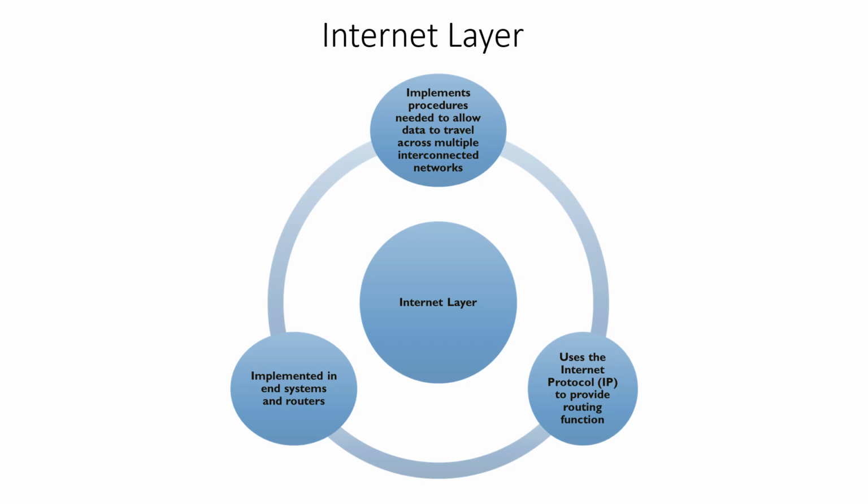Packet routing is the major issue here, as is avoiding congestion. Example protocols in this layer are IP version 4, IP version 6, Address Resolution Protocol, or ARP, which is used to discover the MAC address of a device associated with a given IP address, and Internet Control Message Protocol, or ICMP, which is an error reporting protocol when network problems prevent the delivery of IP packets.